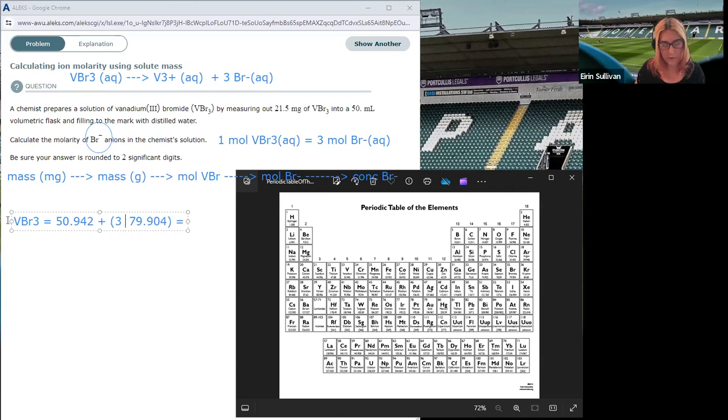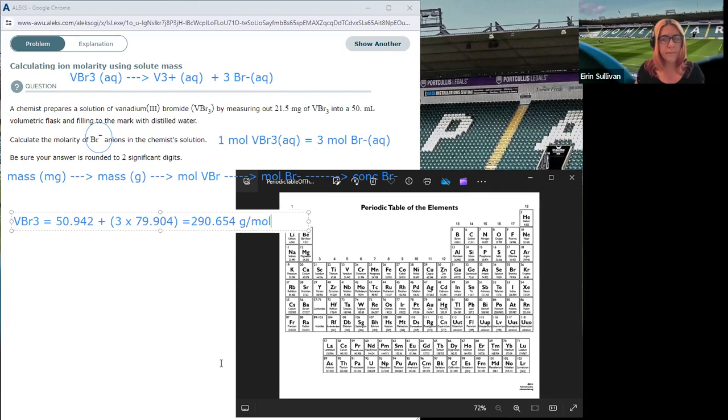All right, what does that give you then? Let's find out. We'll ask Mr. Calculator. 50.942 plus 3 times 79.904 gives me 290.654 grams per mole.